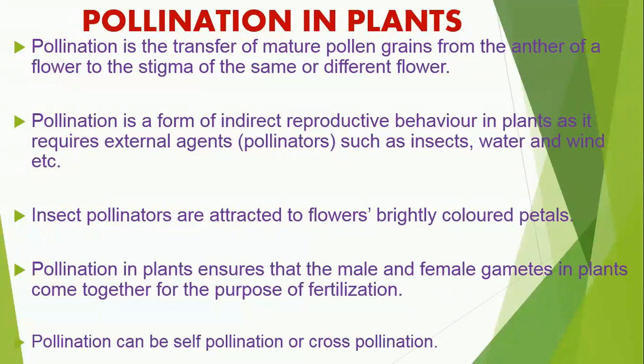Now, insect pollinators are attracted to flowers' brightly colored petals. So the brightly colored part of a flower is known as the petals, and that is what attracts insects in order for pollination to take place. Pollination in plants ensures that the male and the female gametes in the plant come together for the purpose of fertilization. Pollination has two types: self-pollination and cross-pollination.